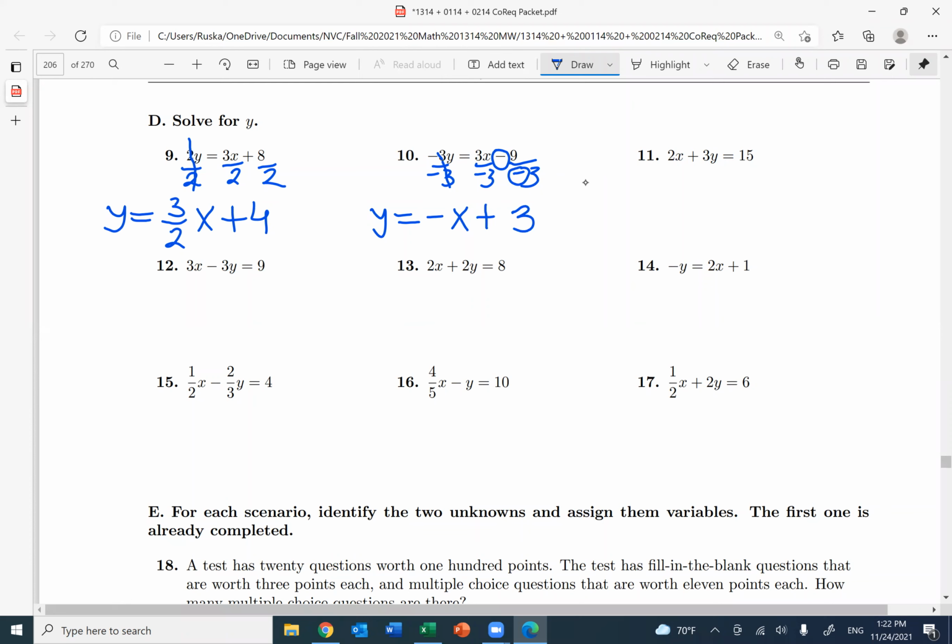And then I'm going to do one more, like let's say number 14, you're going to divide by -1, obviously, everything.